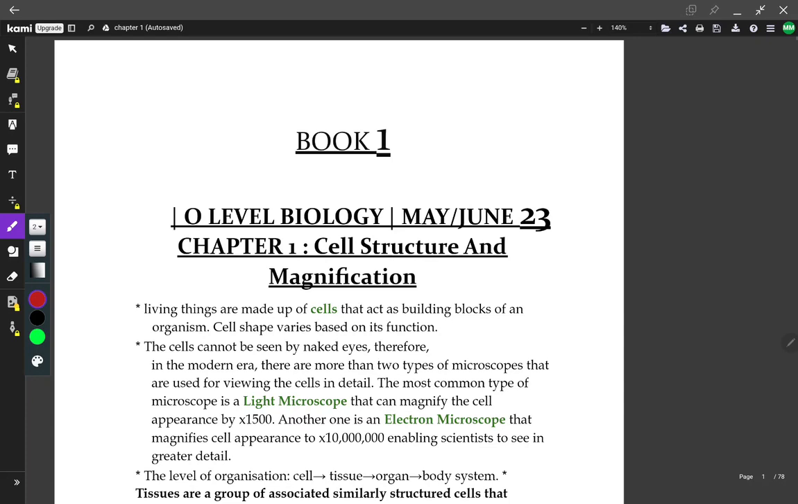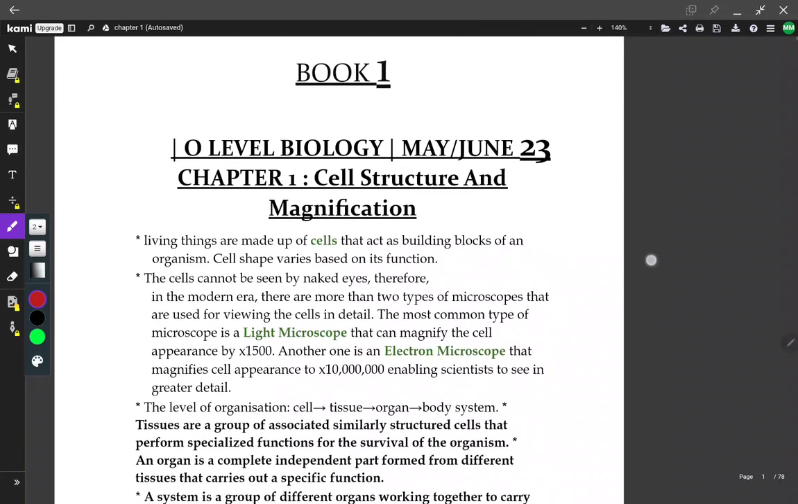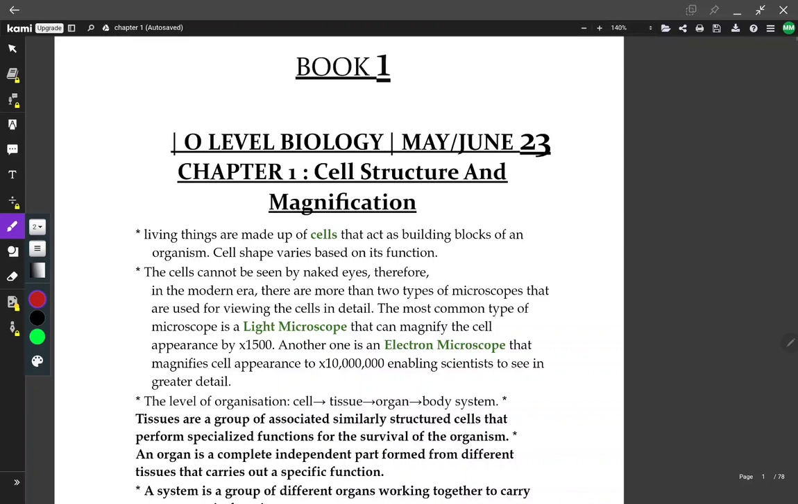So let's start explaining. The chapter that I'm going to explain is the cell structure and magnification chapter. This is one of the easiest chapters you're going to encounter. It's very basic. It's literally a starter for biology.